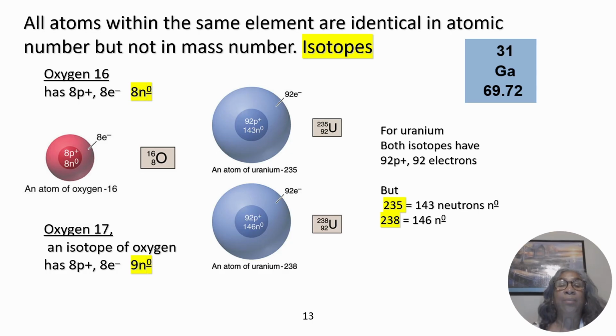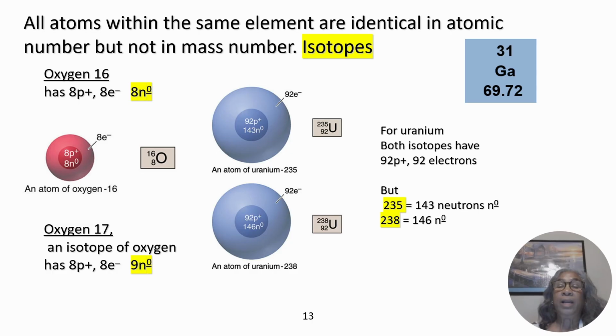The second example I have is for uranium. Uranium has 2 different isotopes, uranium 235 and uranium 238. In uranium 235, we have 143 neutrons, and in uranium 238, we have 146 neutrons. But the number of electrons and protons for both of them are the same.